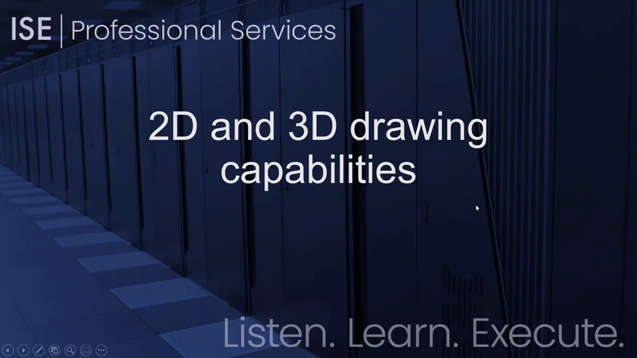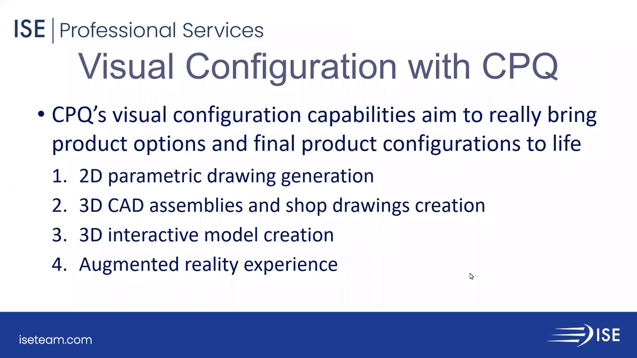Okay, let's talk about 2D and 3D drawing capabilities. All right, so you have visual configuration with CPQ, and this is pretty neat. These built-in visual configuration capabilities, their whole aim is really to bring both the individual product options and the final product configurations to life, to make it really look solid, to make it real.